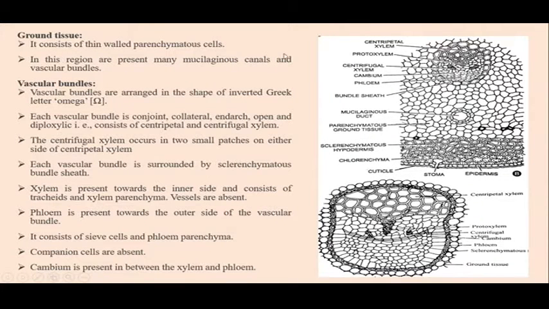Next is the ground tissue. This is the region of ground tissue, and it consists of thin-walled parenchymatous cells, and in this ground tissue there are mucilage canals. Here you can see the mucilage canal, and vascular bundles are present. Vascular bundles, in the case of Cycas rachis, are arranged in the shape of an inverted Greek letter omega. So this is the sign of omega.